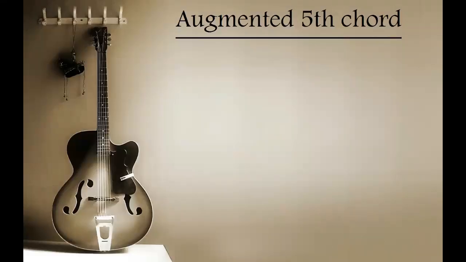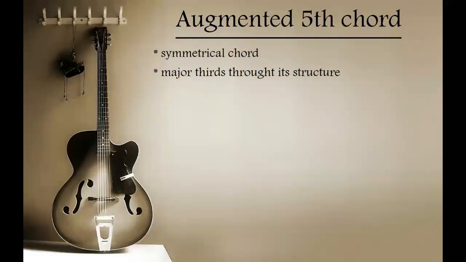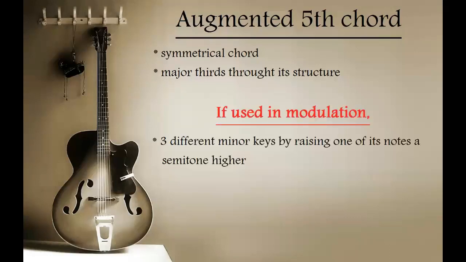That music was basically an attempt to use the augmented fifth chords for modulation to the minors, and at least in my opinion it was a fairly successful attempt. The augmented fifth chord, just like the diminished seventh chord, is a symmetrical chord and is made up of major thirds throughout its structure. When used in modulations, we can modulate to 3 different minor keys by raising one of its notes a semitone higher.